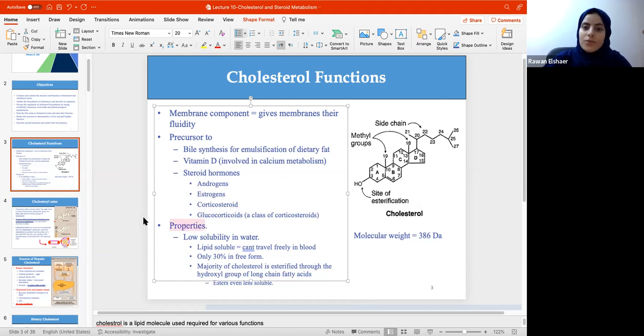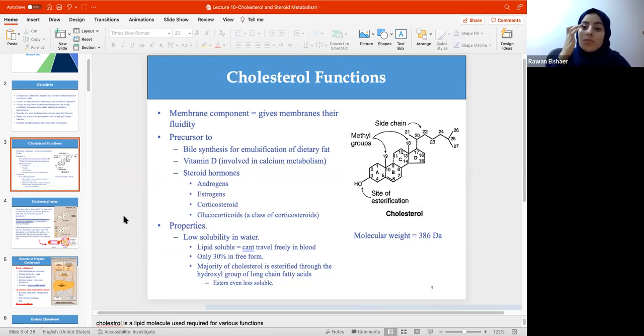Now, properties of cholesterol. You know that cholesterol is lipid soluble. What does that mean? What does it mean if I say cholesterol is lipid soluble? Can anyone guess? Just suggest an answer, even if it's a stupid answer.